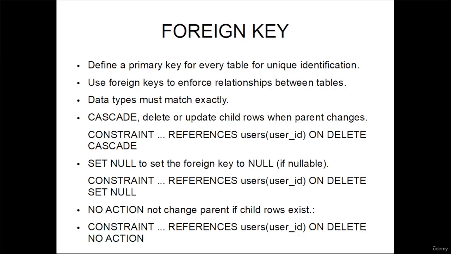On delete set null sets the foreign key to null when the parent row is deleted, if the column allows null values. Example: CONSTRAINT REFERENCES users(user_id) ON DELETE SET NULL. On delete no action prevents deletion of a parent row if child rows exist, such as blocking user deletion if they have associated orders. Example: CONSTRAINT REFERENCES users(user_id) ON DELETE NO ACTION. The onUpdate clause offers similar options: cascade, set null, set default if a default value is defined, or no action.